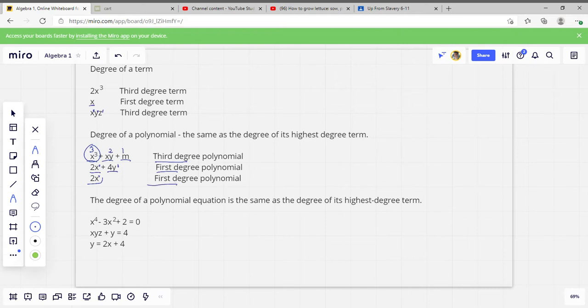The degree of a polynomial equation is the same as the degree of its highest degree term. So same thing we've just been doing. Here's a term, and there's a term, and there's a term. And this one is to the 4th, this one's squared, and that's to the 0. So our highest degree there is 4th.